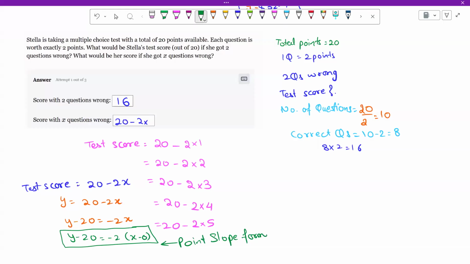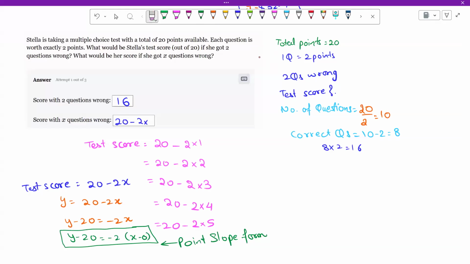Yeah. Okay. So first thing in the question, Stella is taking a multiple choice test with a total of 20 points available. So we just wrote down what's given. In every question, we just write down what's given. So total points is what is given to us. Each question is worth exactly 2 points. One question is 2 points.